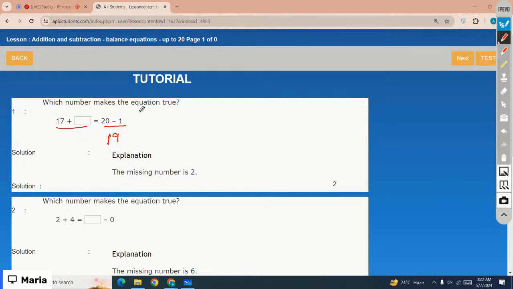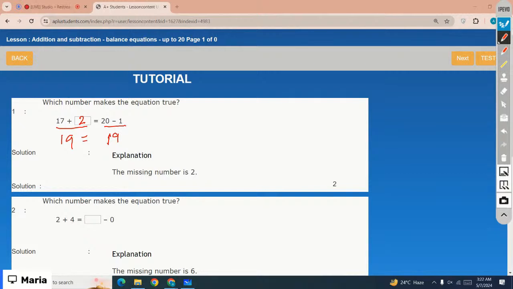That is 17 plus 2 is 19. You can see now the equation is balanced. Balanced means if you add or subtract a number from one side, both sides have exactly the same answer. You added 2 to make the equation balanced, right?